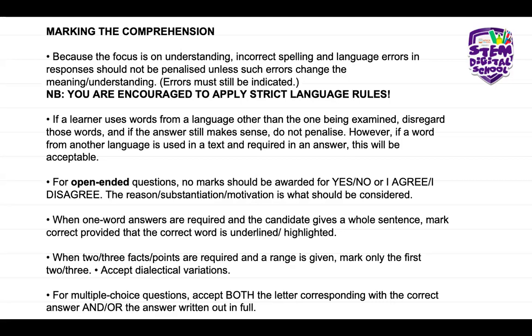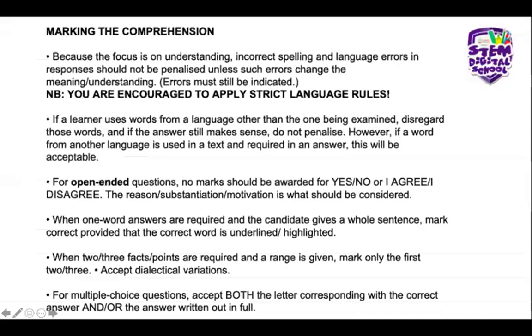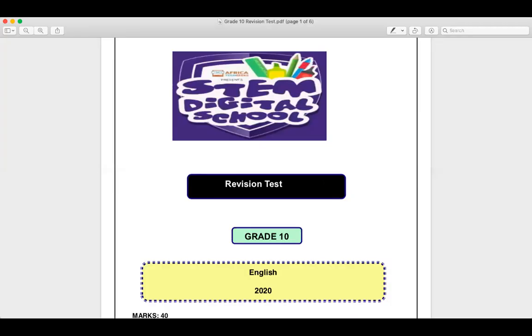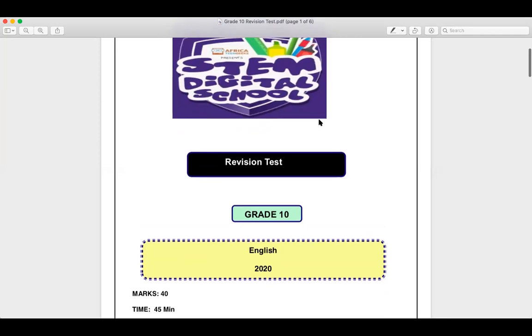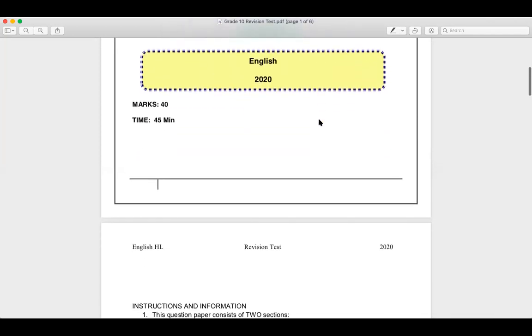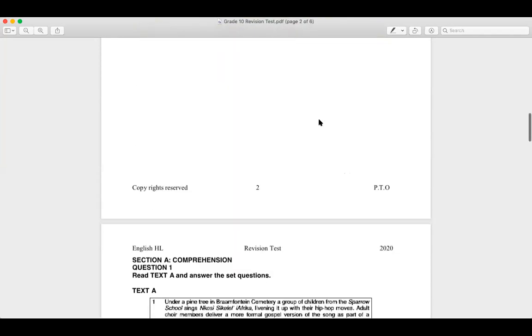Okay, let's go. So the comprehension here is on, just a sec. There you go. I hope you guys can all see that. Yes? Just confirm with me, please. Okay. STEM Digital School. Revision test, grade 10, English 2020. Let's go. Right. You had your instructions there.